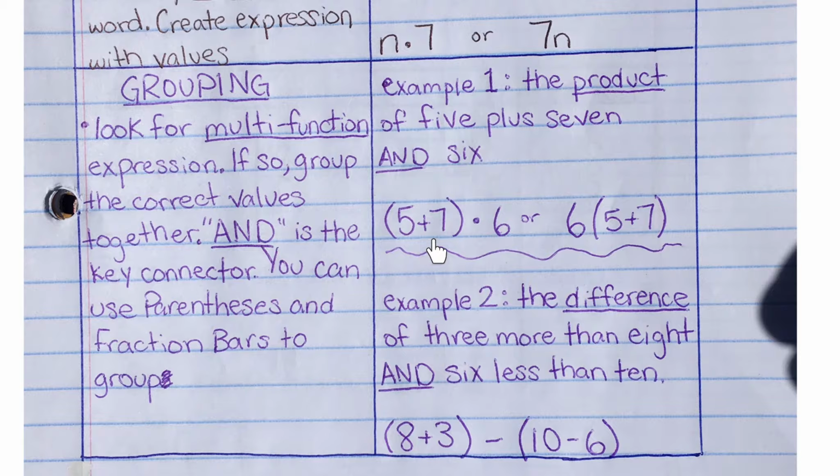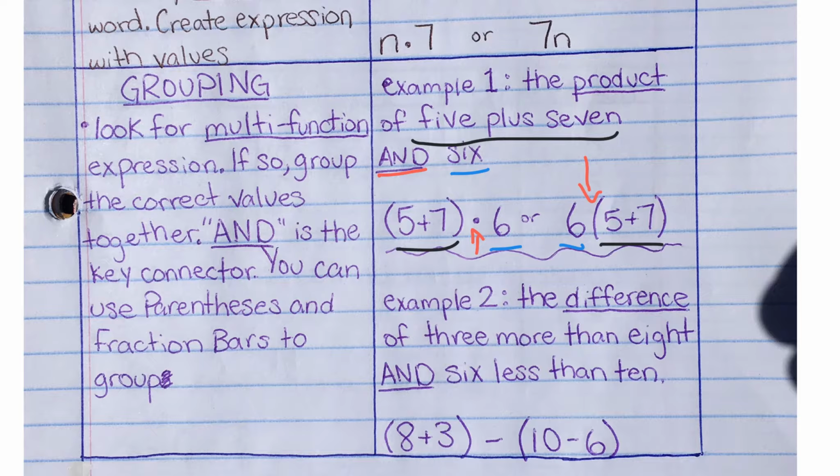So we have the 5 plus 7 here. Then we have the and, which we'll use as our multiplication sign. Then we have our 6, which comes after. Same thing here. 5 plus 7. Obviously you know that parentheses right next to a number means multiply. And our 6. Okay. Example number 2 says the difference of 3 more than 8 and 6 less than 10.